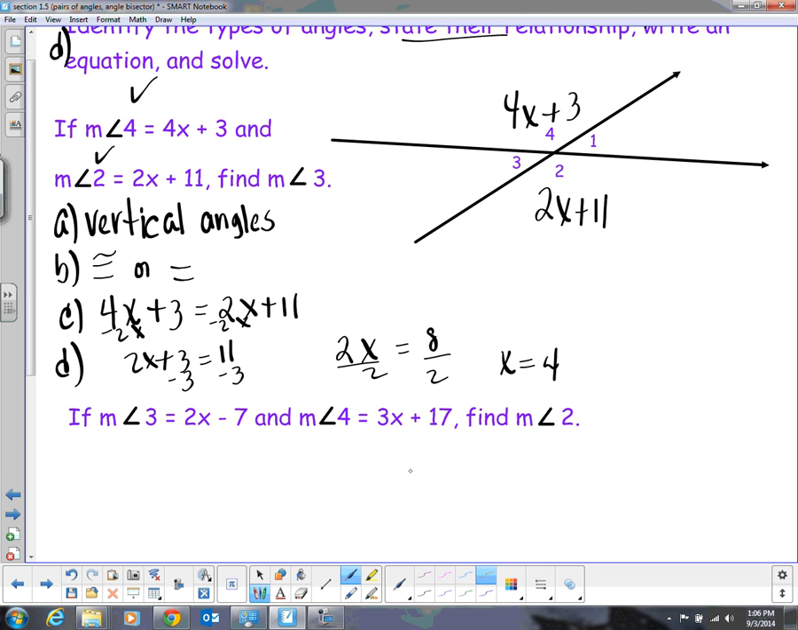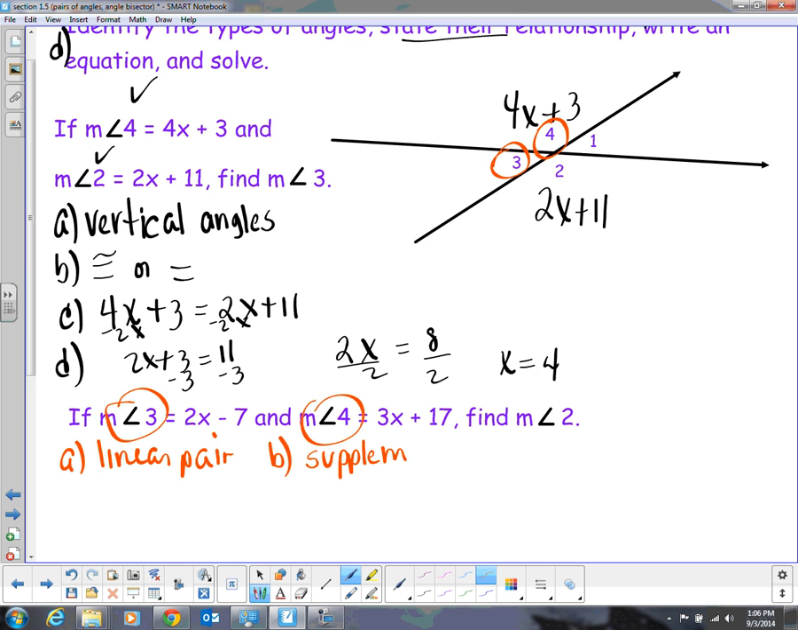If we look at our next example, we're dealing with angles 3 and 4. If you look at 3 and 4 on this diagram, they are no longer vertical, but they are a linear pair. So the first thing you do is identify them as a linear pair. The second thing you do is tell me what the relationship is. The relationship is supplementary. If you don't want to use that word, that's perfectly fine. Telling me that they add to 180 would be even better, because that's going to be easier for you to write an equation with.